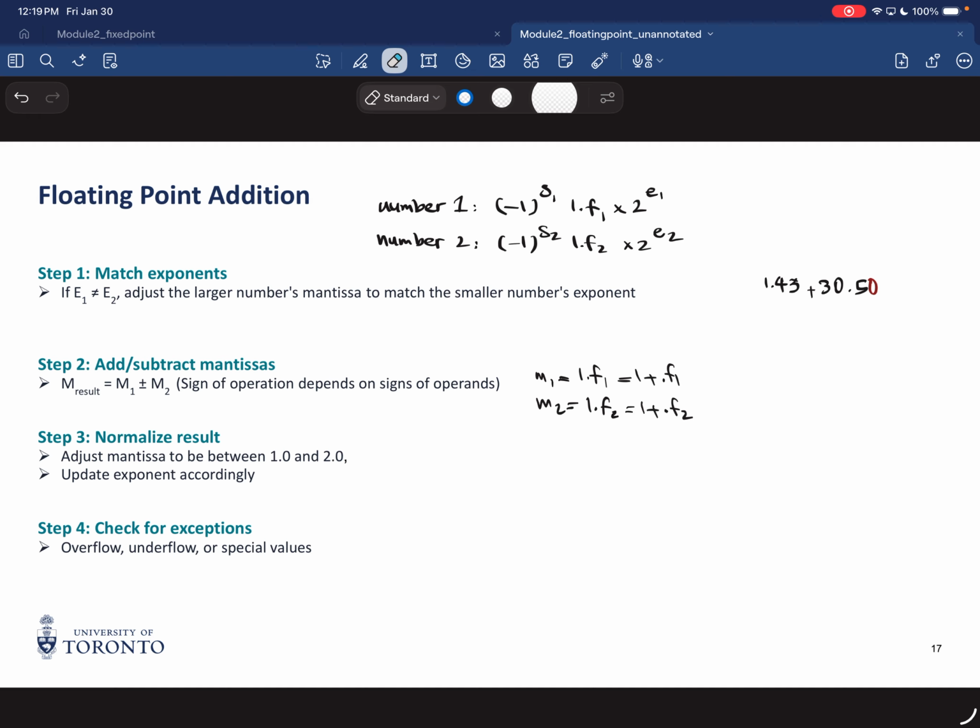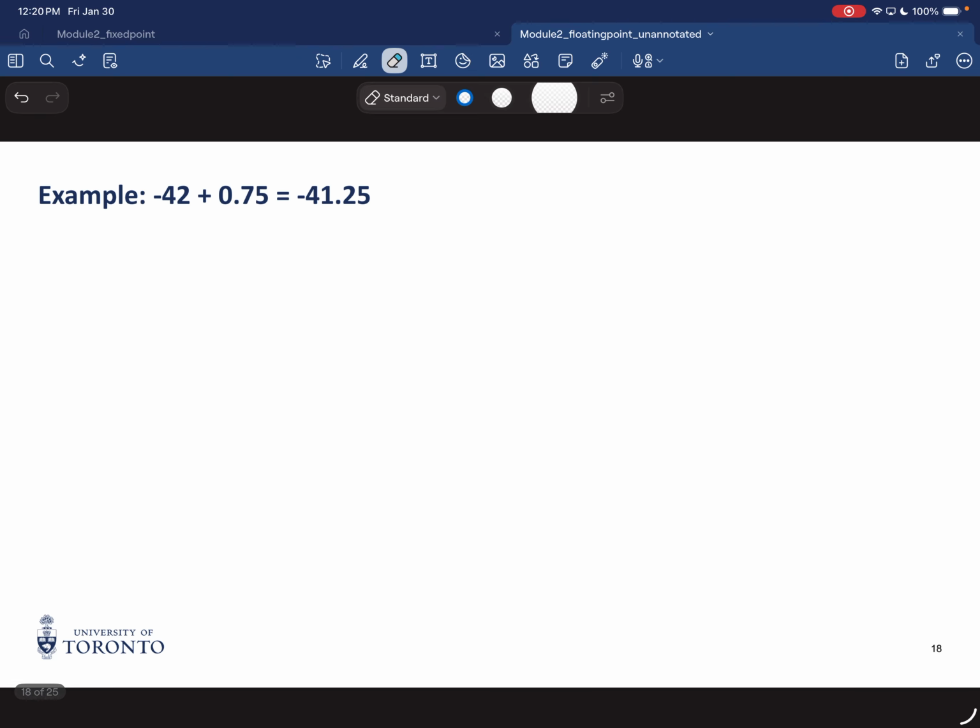Then we normalize the result, so that we are again coming back to the floating point format. And then we are checking for exceptions. And if it's all good, then we go ahead with the representation. Okay? Let's see this in an example. We have minus 42 plus 0.75. Let's go through decimal conversion to floating point once more, and then we continue with the operation.